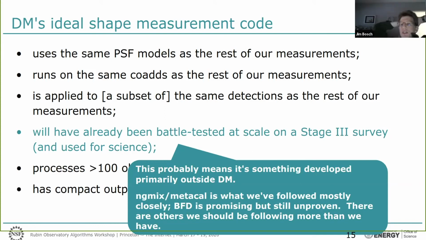Something that's battle tested at scale in a Stage 3 survey probably means it's not something developed inside DM. I don't think DM is planning to develop something that will be run on HSC or DES by the time LSST needs to pick something and really go with it for DR1. NGMix and Metacal is what we've been following most closely. We've certainly been following BFD a little bit. I'm very excited about the possibility that BFD could work. It's something that I think has the potential to go quite fast, and that makes a lot of us breathe a sigh of relief. But there are other codes that are being developed, and we probably should be following those more than we are right now.